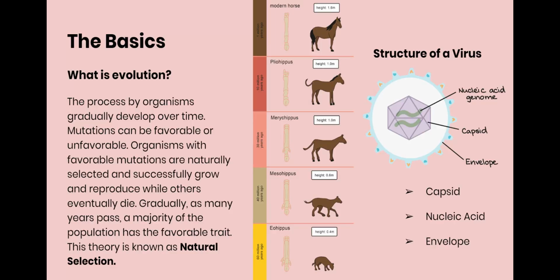theory of natural selection. So here we can see the evolution of what is now a modern horse, and when I say gradually, you can see how long the time span is for evolution.